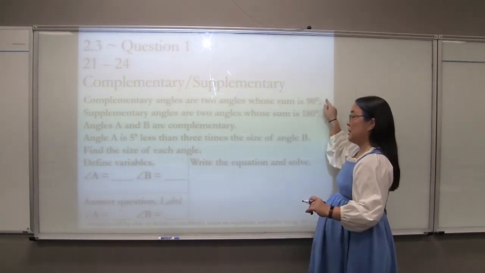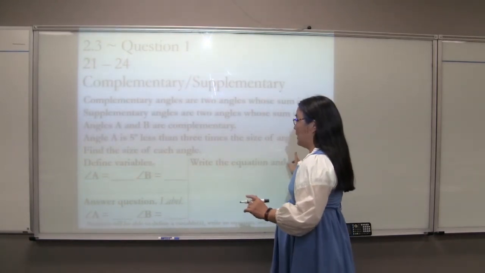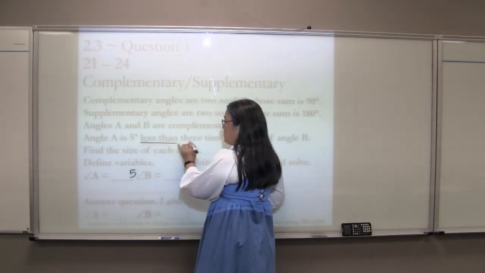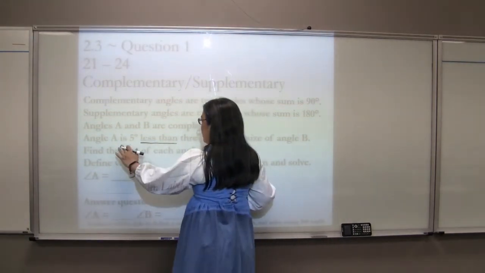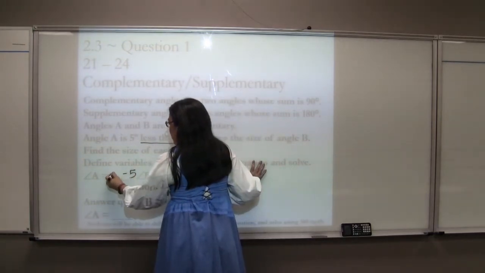That means that they add up to equal 90. Angle A is 5 less than 3 times the size of angle B. Angle A is 5 less than, remember from chapter 1 that less than means we're going to switch the order of that. 5 less than 3 times angle B.